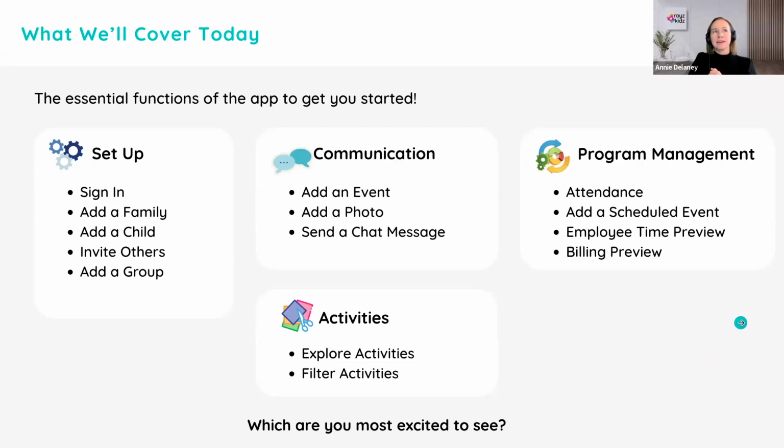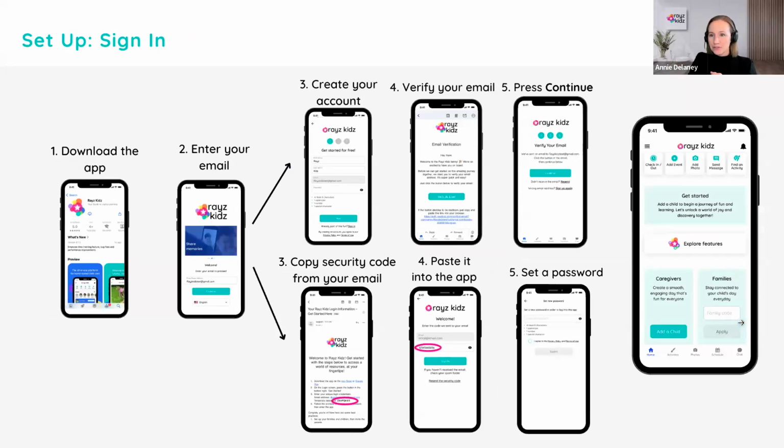So for the first part where we'll go through the setup is to sign into the app. So hopefully you've been able to do this. If not, we'll go through the two sort of ways in which you would do so. So for no matter who it is, the first step is to download the app. So you can go to the App Store or Google Play. You can search for Rayz Kidz, Rayzkidz, and there you'll see the app available for download.